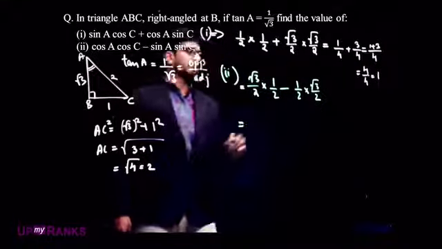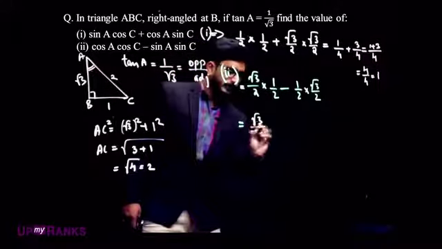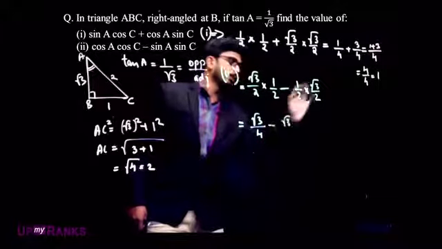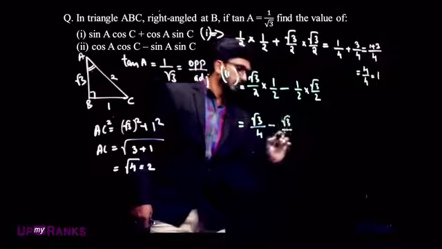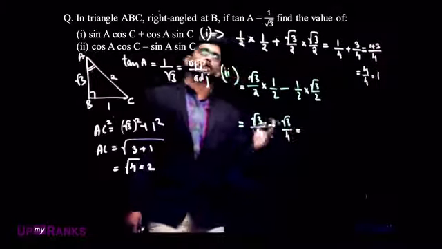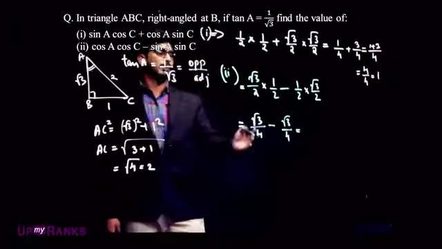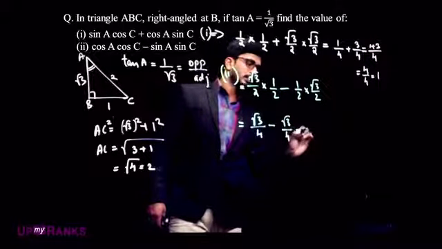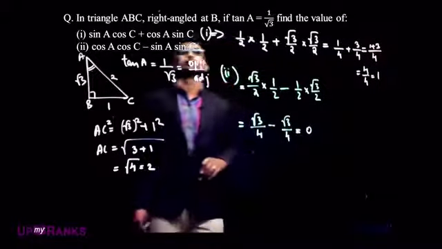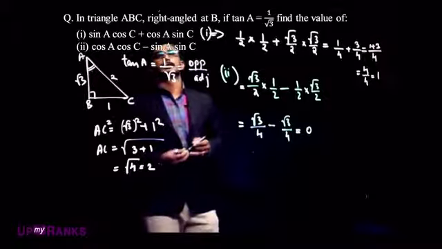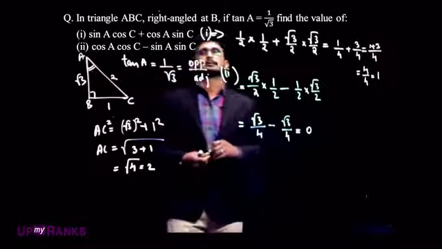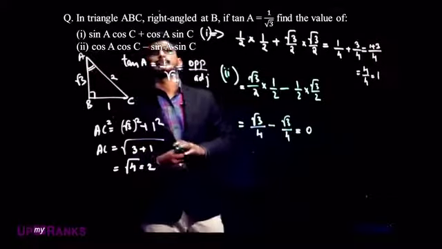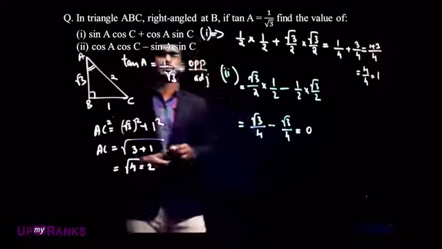So when we simplify this, root 3 into 1 is root 3, divided by 2 into 2 is 4, minus 1 into root 3 is root 3, divided by 2 into 2, which is 4. So you can see here this plus root 3 by 4 and it is minus root 3 by 4. What is the answer you get? It is 0. Is this clear? Is it clear, children? So it was very easy when you do this one. Thank you. Let's move on to the next question now.